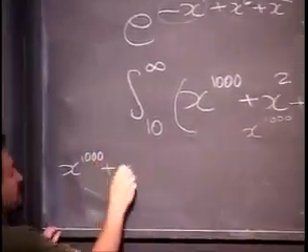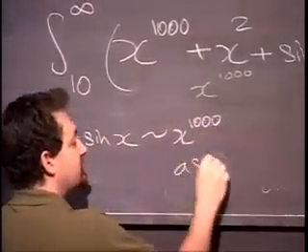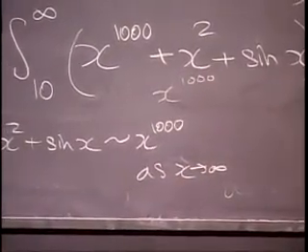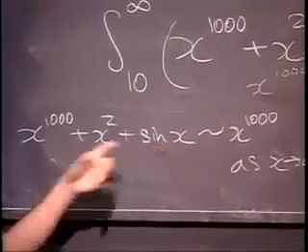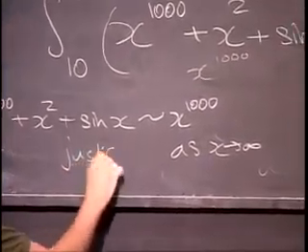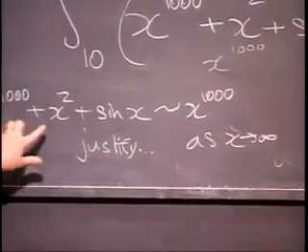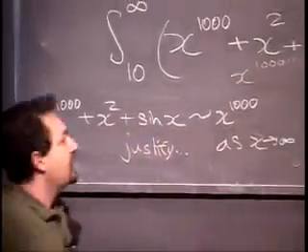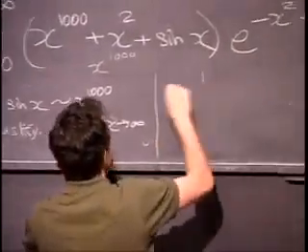x to the 1,000 plus x squared plus sine x behaves like x to the 1,000 as x goes to infinity. And along the lines of your question from before, is it always like this? Yes. Here it is again. If you want to prove this, divide by x to the 1,000 and use the sandwich principle on this. So there's some justification, but it's exactly the same as we did before, except for slightly different numbers. So you've got to justify that. Remember, you take the limit of the ratio of this to this divided by this.